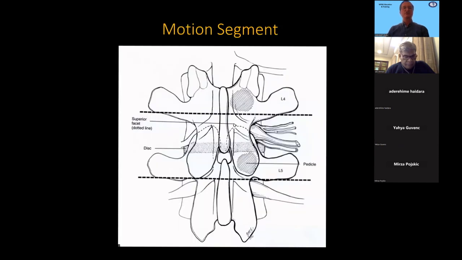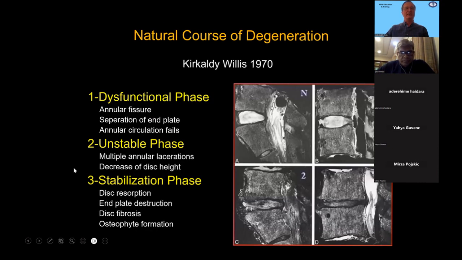If you look at the motion segment theory, there are three motion elements in the lumbar spine. Two of them are facet joints, and one of them is the disc. It is not a real joint, but it is there. And then those three parts make the motion segment.